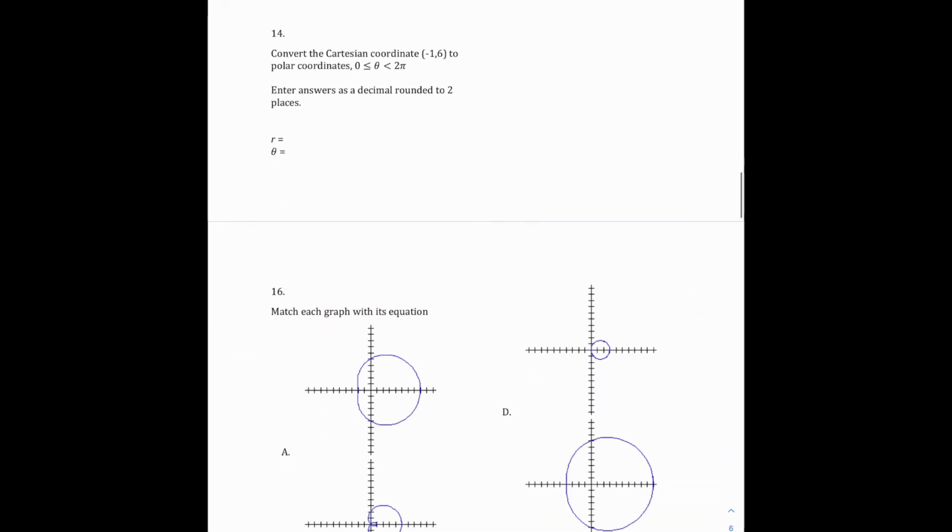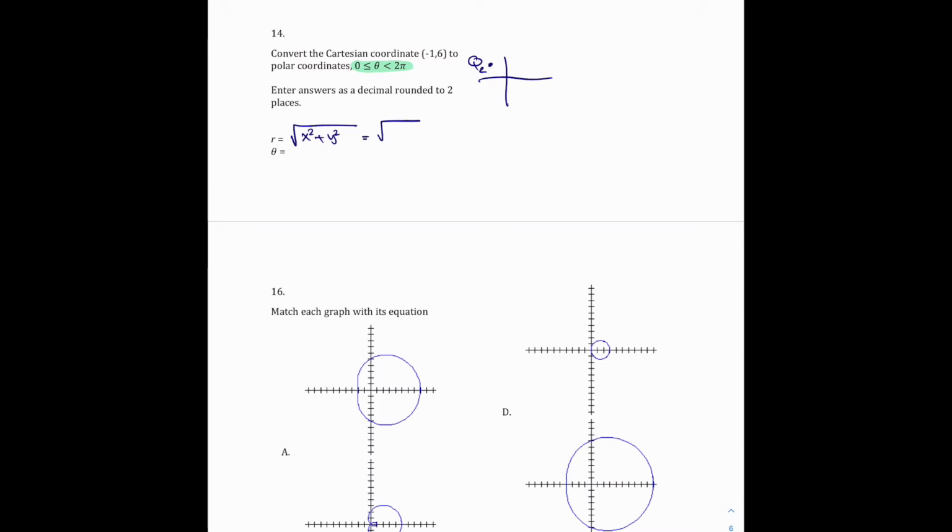Question number 14, we need to convert the Cartesian coordinates negative 1 and 6 to polar coordinates and make sure you are working in radians mode. We know that r is equal to the square root of x squared plus y squared. And before we start that, actually, let's determine in which quadrant this point is. This point is negative 1 and 6, which means it's going to be in the second quadrant. So we're working in the second quadrant in this case.